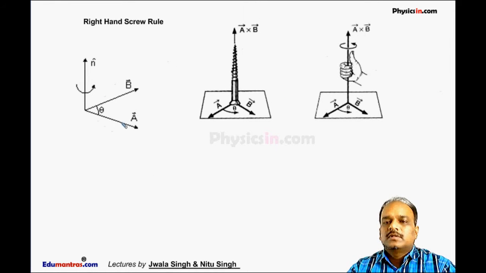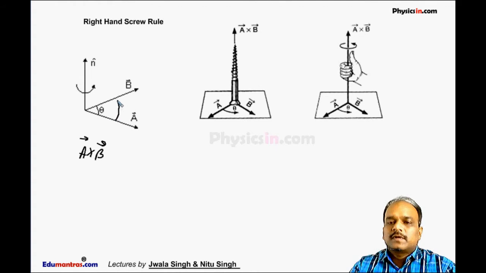Suppose this is vector A, this is vector B. So if I want to write A cross B, I will rotate this A towards this vector B through a smaller angle. If the finger points in the direction of rotation, then the thumb will point in the direction of this n cap. So this is the direction of n cap. Again, A cross B means we will rotate vector A towards vector B and hold the finger like this. If the direction of rotation is represented by the rotation of this finger, then the thumb will point in the direction of this n cap.